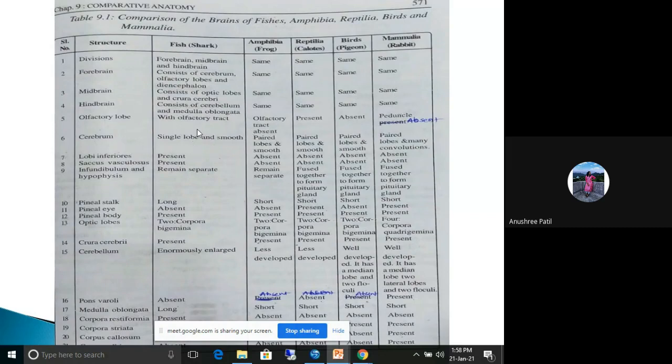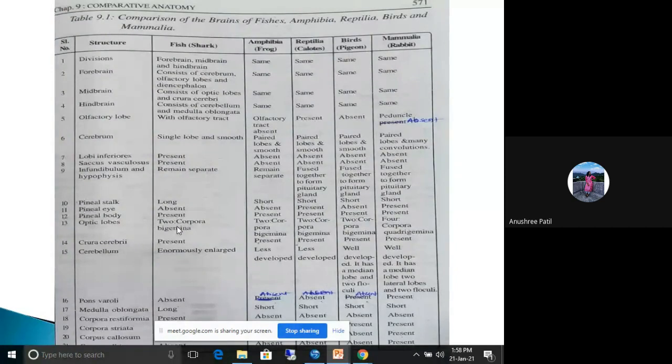Cerebrum is single or undivided in fish. It is divided in amphibia. Everywhere else it is divided. In mammals, however, there are many convolutions. Lobi inferiores and saccus vasculosus are present only in fish, absent in all other vertebrates. Then hypophysis and infundibulum are present in all animals. Pineal stalk and pineal body are present in all animals. Only the parietal body is present in reptiles. Pineal body is present in all vertebrates, but parietal only in reptiles.